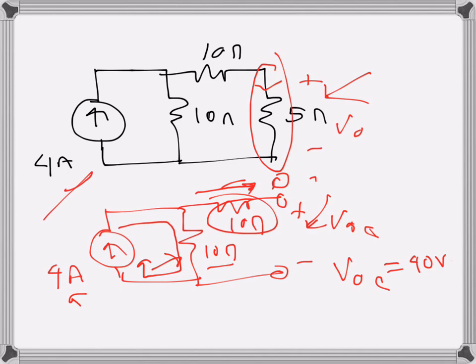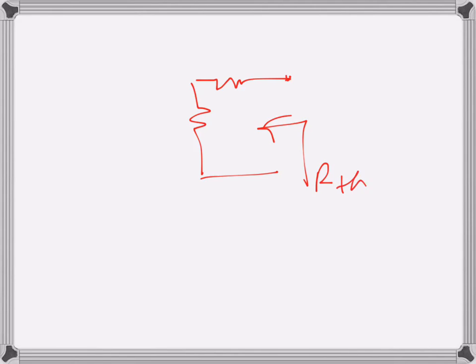Now we need to find the Thevenin's resistance. So we will look at this circuit. This one is open circuit, so we will have to find the resistance looking from here. And with the source, if it were a voltage source we would have short circuited it, but this is a current source, so we will just take it away. It will be an open circuit here. So 10 ohms now, 10 ohms now.